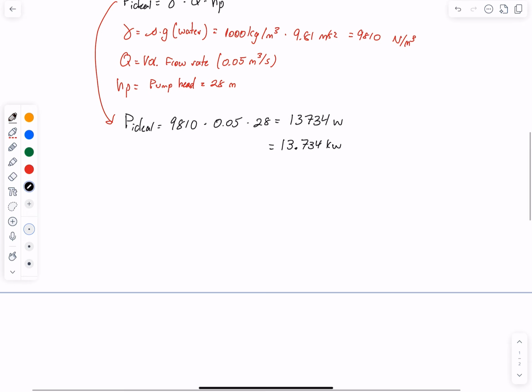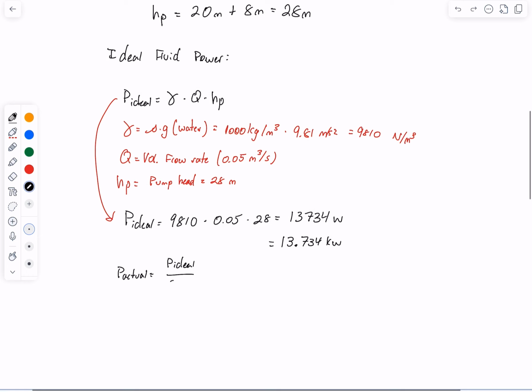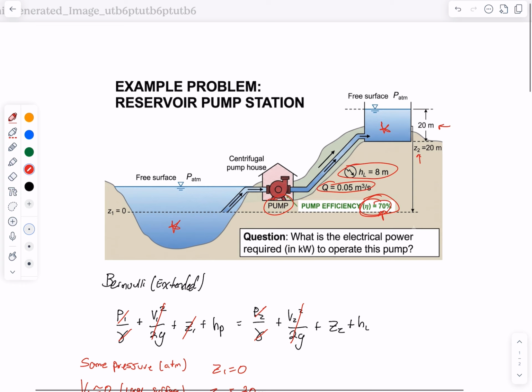All right, the next thing we're going to be looking at is our P actual, and this is our P ideal divided by the efficiency of the pump. Our P ideal, like we just came up with, was 13.734 kilowatts. And this is divided by the efficiency of the pump, which is 70%, or 0.7. And this comes out to 19.620 kilowatts. That's going to be the overall power required for our pump to move this water from the lower to the upper reservoir.